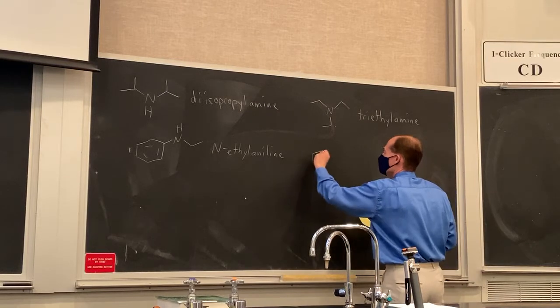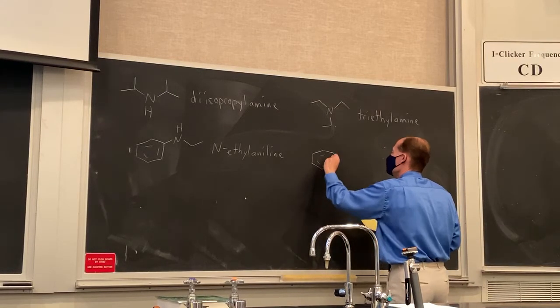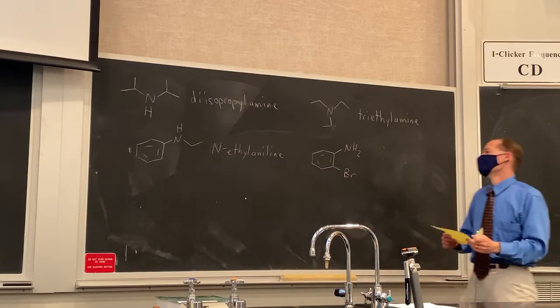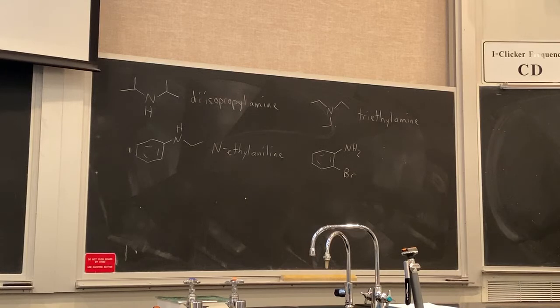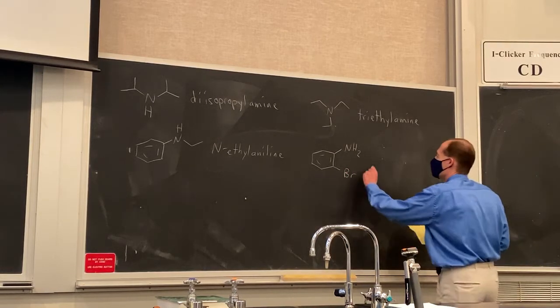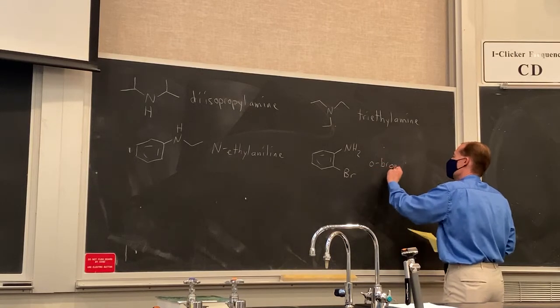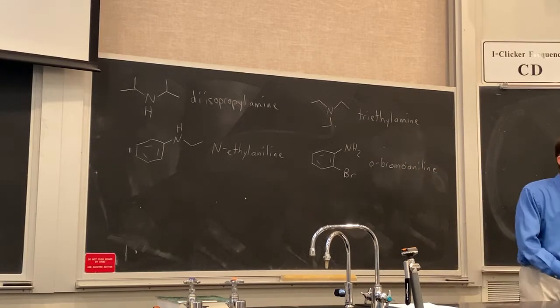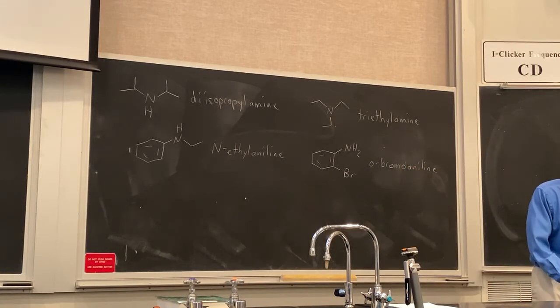Or we could have molecules that differ from aniline due to having other substituents on the benzene ring. So what would we call this compound? Think back to our aromatic nomenclature. Okay, we could call it 2-bromo. We'd probably use a letter instead. What letter would we use? Yeah, it'd be O for ortho. Ortho-bromoaniline. Okay, so that's how we would name aromatic amines.